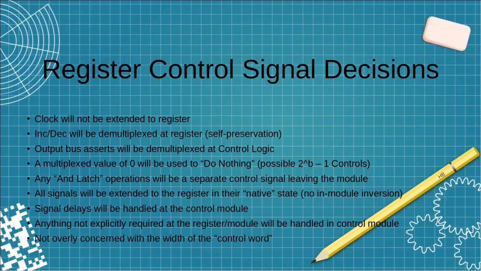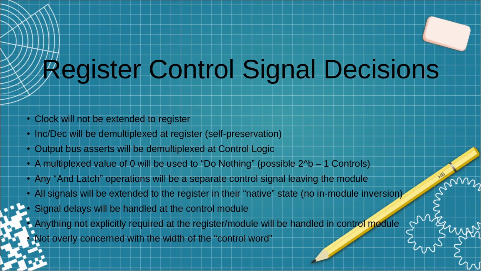A control signal will be used to handle everything, and that control signal will be formatted such that it can take the place of a clock signal if need be. Increment and decrement will be demultiplexed at the register itself, and it's a self-preservation decision. Output bus asserts will be demultiplexed at the control logic. And again, that's because it has a more global view of everything that's going on.